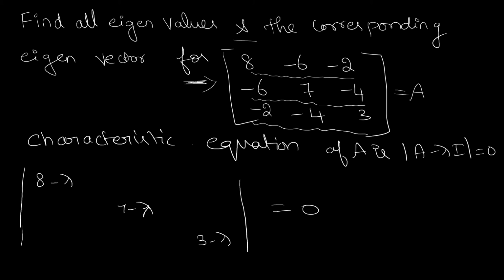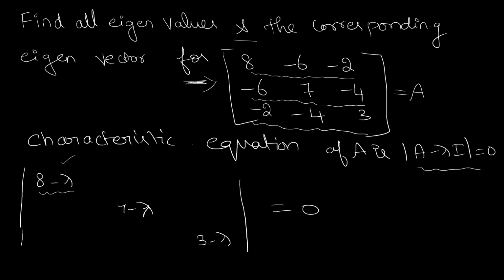So step 1, we are going to find the characteristic equation of A. How to find the characteristic equation? This is nothing but the determinant of A minus lambda I equals 0. So this is the equation. If you see here, the diagonal elements are 8 minus lambda, because I is nothing but the identity matrix. The identity matrix contains 1, 1, 1 on the diagonal, and if you multiply with lambda, the diagonal elements become lambda.